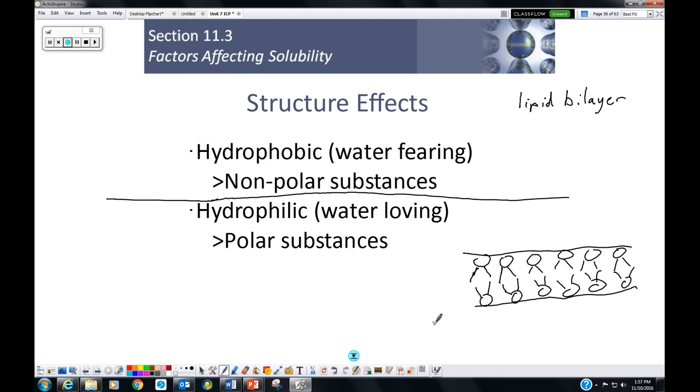So when we have in this bilayer, in this membrane, we have a hydrophobic side and a hydrophilic side. So which side of these molecules, the internal part or the external part, is going to be hydrophilic, which is water loving? The inside. Probably the inside. The outside. I don't know. I think it's the outside.